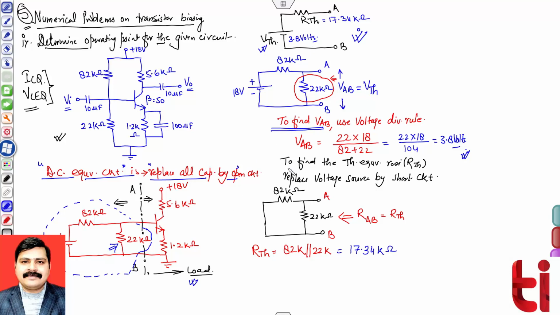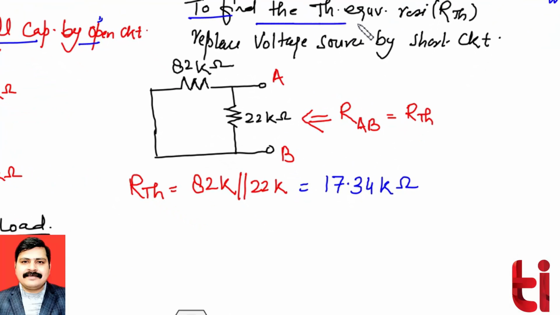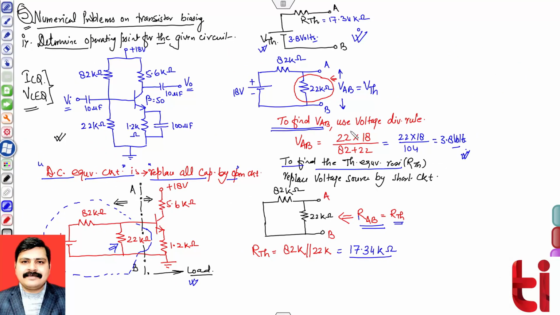Now we have to find the next component, which is my Thevenin equivalent resistance, that is RTH. For that, we have to replace all energy sources by their internal resistance. As there is a voltage source, we replace the voltage source by a short circuit and look from the open circuited terminals. The equivalent resistance is nothing but my Thevenin equivalent resistance, and the two resistances R1 and R2 are in parallel configuration. So 82 and 22 in parallel, and we have determined its value is 17.34 kilo ohm. This is my RTH.